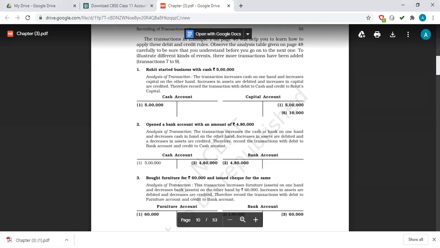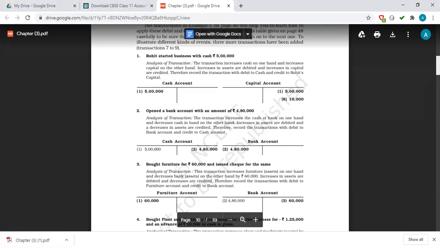Now you can see over here there are certain transactions, an analysis of transactions. The transaction increases cash on one hand and on the other hand, capital increases. See, cash account 5 lakh. Rohit started business with cash of rupees 5 lakh. So cash account on the debit side 5 lakhs and capital account on the credit side 5 lakhs. Right?